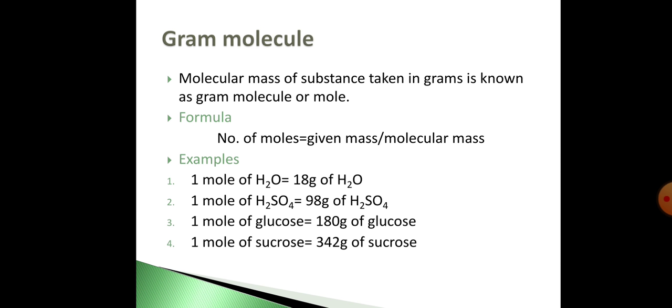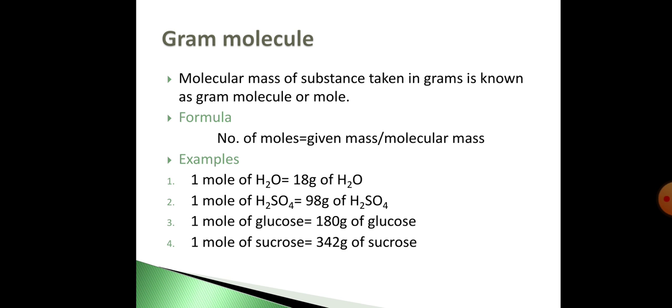Same is the case with sucrose. The molecular mass of sucrose is 342 gram. So if we take 342 gram of sucrose, then it is equal to 1 mole of sucrose. Meaning, if we require 1 mole of any substance, then we have to take the molar mass of that substance in gram. If it is an atom, then it would be its atomic mass.